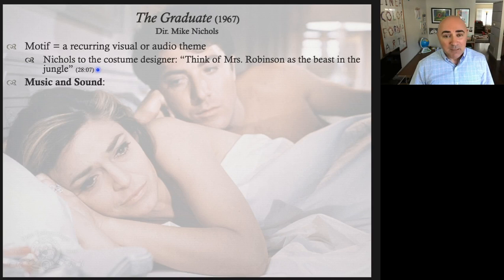Music and sound play a very, very important role. Do you notice how all the music is Simon and Garfunkel, and songs that are played again and again? The Sounds of Silence starts the film. Sounds of Silence ends the film.